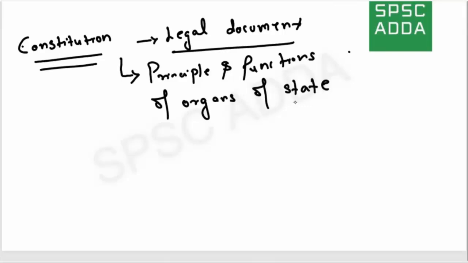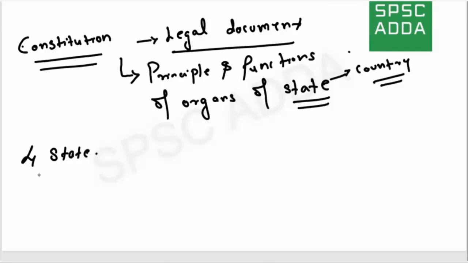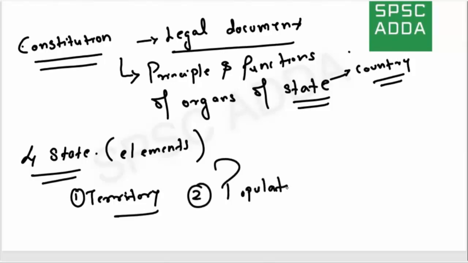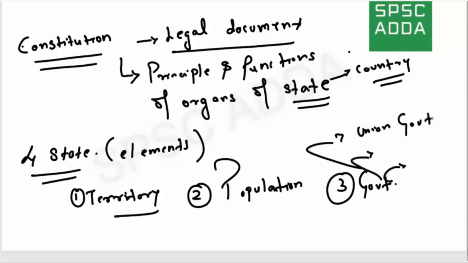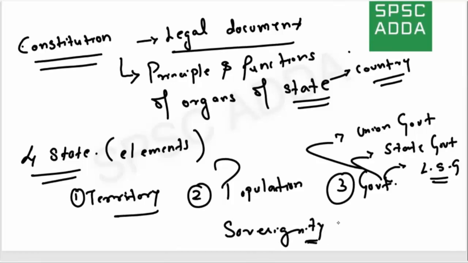State here means country, or you can call it nation. State has four elements. Number one is territory. Number two is population. Number three is government, which can be divided into three parts: union government, state government, and local self government, that is municipalities and panchayats. And number four is sovereignty, that is supreme decision-making power. You have two types of sovereignty: internal and external. That means India can make any laws or take any decisions within the country without any interference, and we can conduct our foreign relations and take any external decision without any interference. Is this much clear?